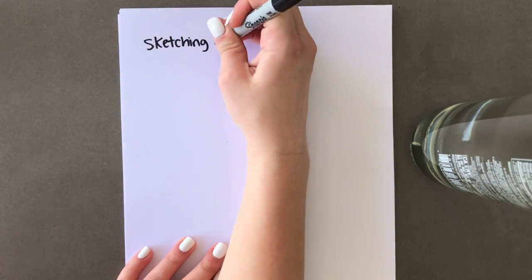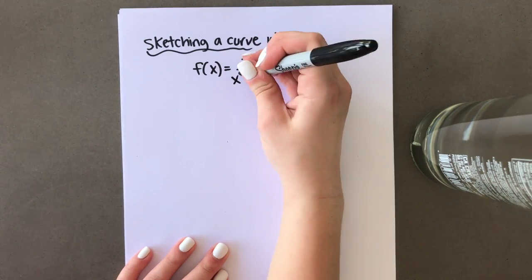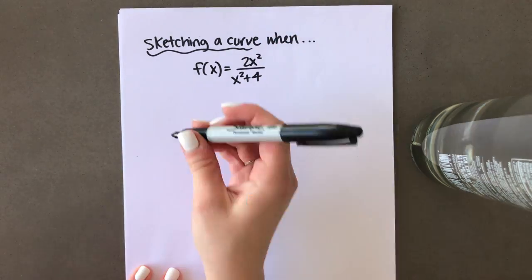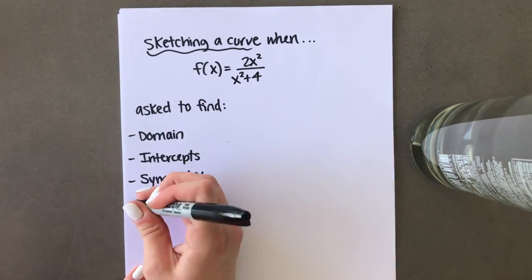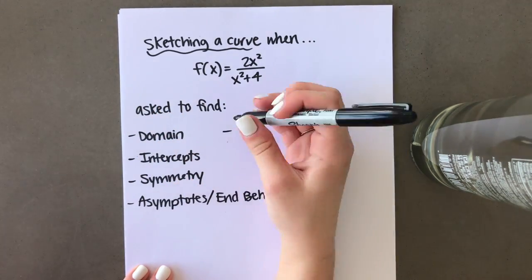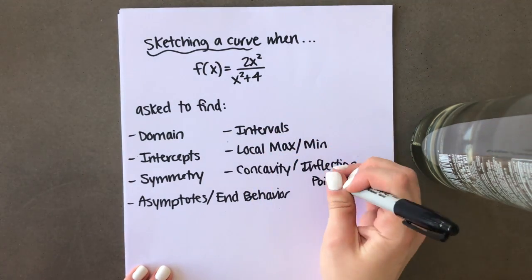Hi everyone, in this video I'll be sketching a curve when f of x equals 2x squared over x squared plus 4. We will be asked to find the domain, intercepts, symmetry, asymptotes and behavior, intervals, local max min, concavity, and inflection points.